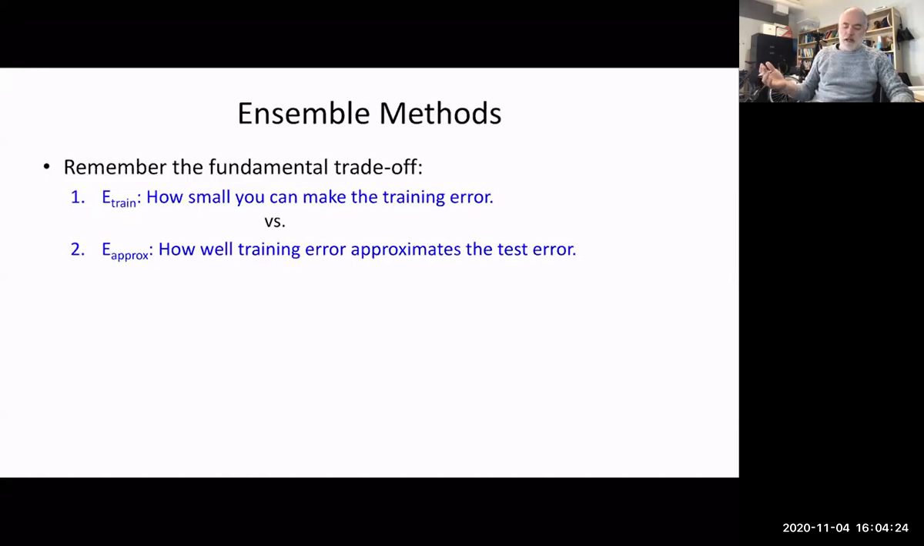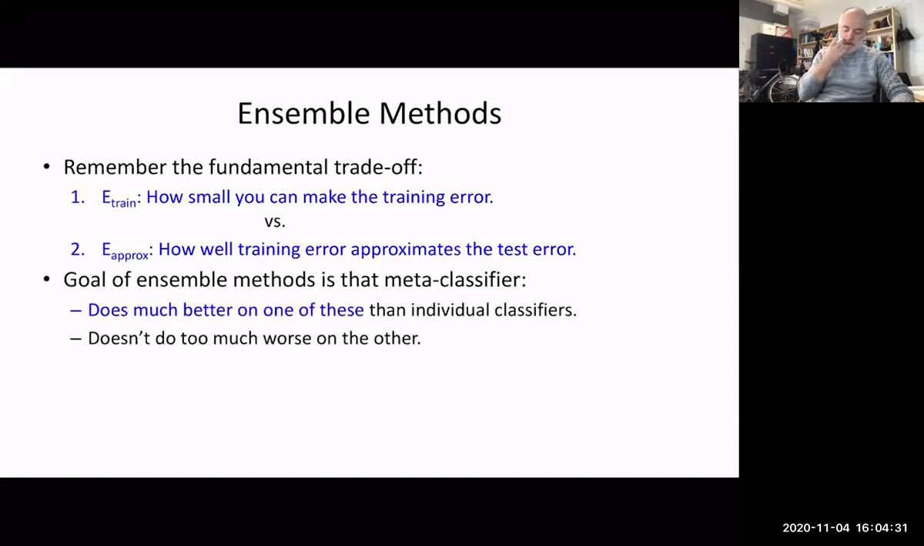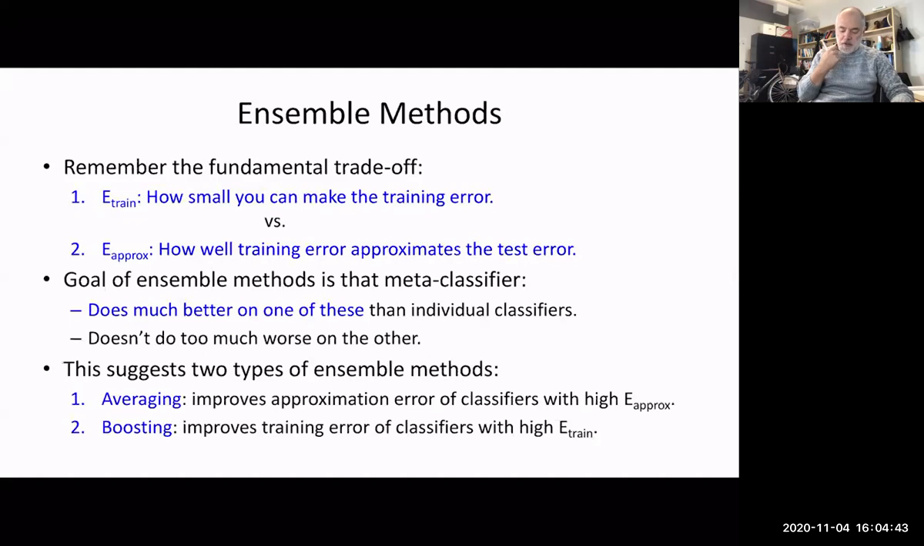still applies. How small can you make the training error? That's E-train. And how well does the training error approximate the test error? That's the approximation error, E-approximation. The goal of ensembling is to build a meta classifier that does much better on one of them than any individual classifier, but doesn't do too much worse on the other. And as before, this suggests averaging.